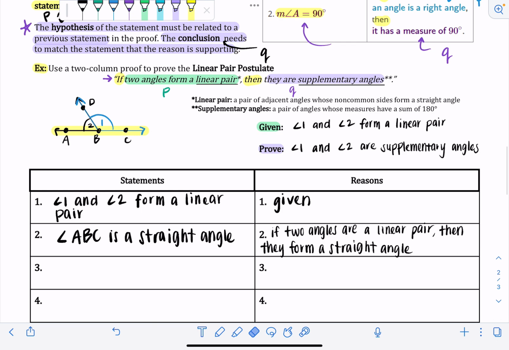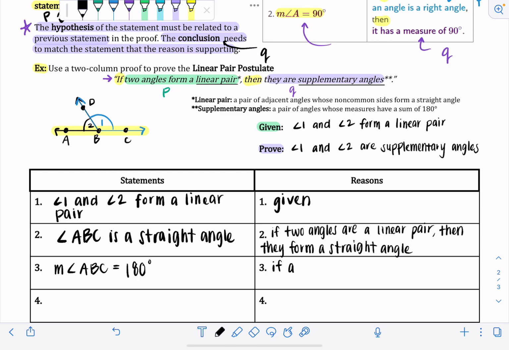Okay, and then next we can go into what we know about a straight angle. A straight angle is essentially like a straight line, which we know the degree measurement for is 180 degrees. So our next statement could be the measure of angle ABC is equal to 180 degrees. And then our reason is just going to be the definition of a straight angle, which is, if an angle is a straight angle, then it has a measure of 180 degrees.